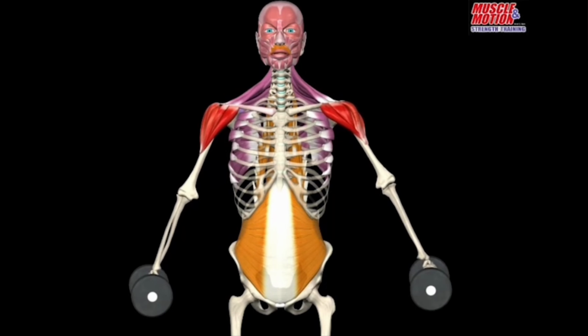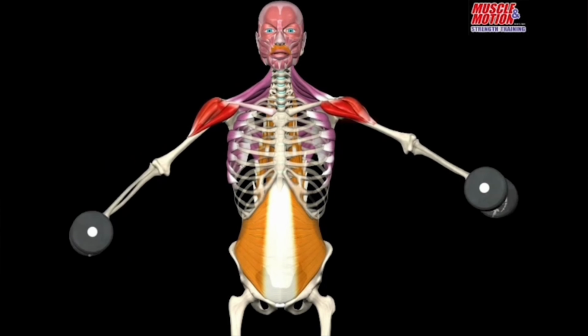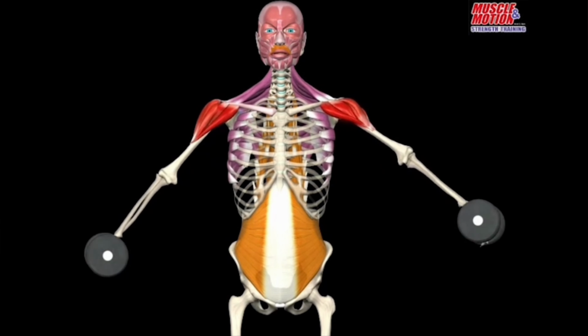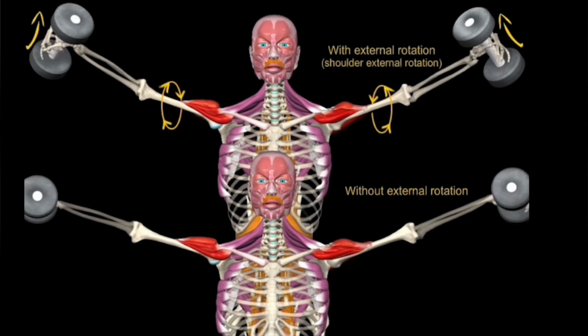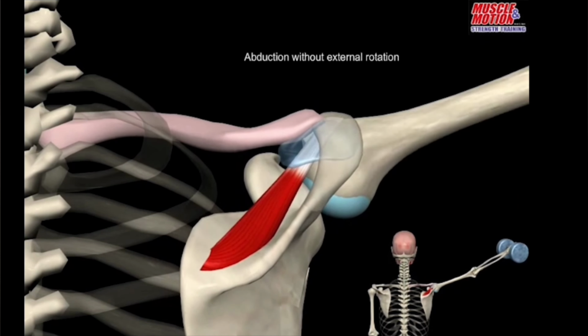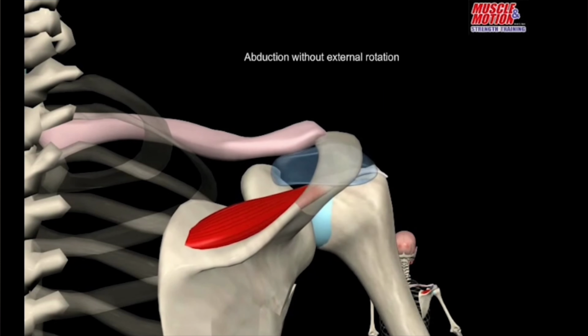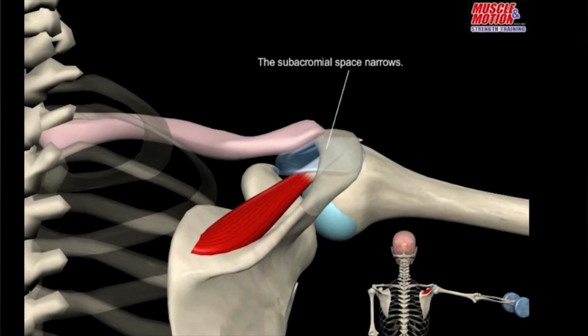In the third variation, this will be abduction with a slight external rotation. Here you can see in the upper portion with shoulder external rotation, and in the bottom without the external rotation. Here we can see the abduction without the external rotation.